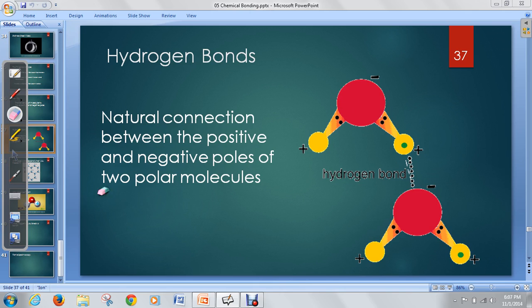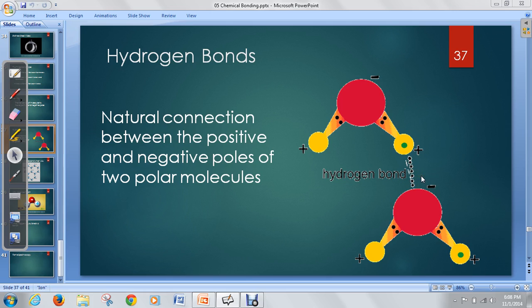Okay, so here's our water molecule right here. Okay, positive side on the hydrogen, the negative side because the free electrons are up here. And so these positive side hydrogens are going to kind of connect to the negative side on the oxygen side. Okay, so this is called a hydrogen bond.